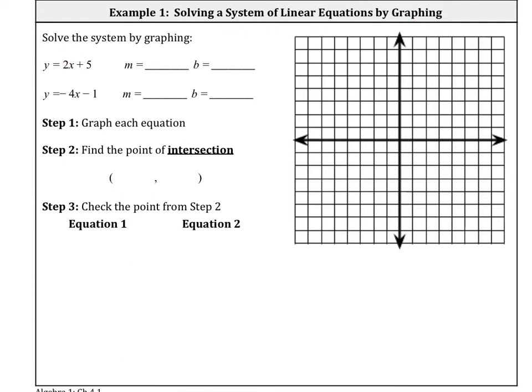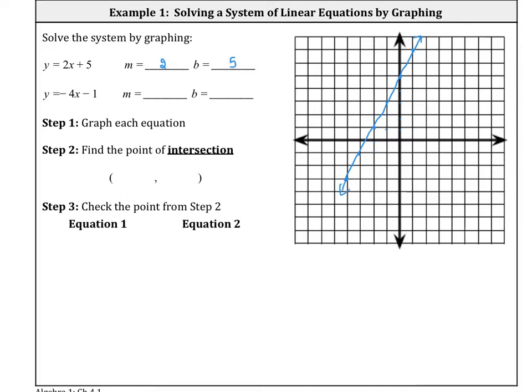So you have two equations given. The first equation is y equals 2x plus 5. You find the slope and the y-intercept and graph. The slope of this equation is 2 and the y-intercept is 5. You plot the y-intercept, 1, 2, 3, 4, 5, and apply the slope. The slope is up 2 over 1. Since it's a positive slope, it rises from left to right. You get a few points, connect them, and you get a line graph.